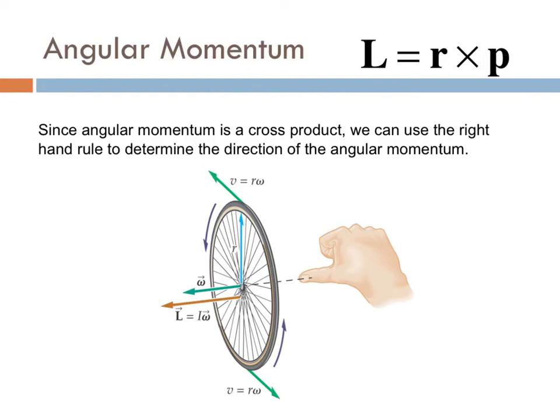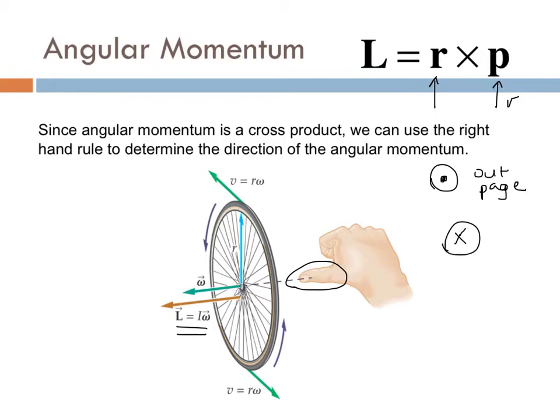So this is really where the direction part comes in. Again, you're going to be using the right hand rule. Fingers go in the direction of r, and your fingers curl in the direction of your momentum, in this case the velocity. So your thumb is going to point in the direction of your angular velocity. If it's pointing out of the page, it's going to be represented by a dot, and if it's pointing into the page, then it's going to be represented by a cross.